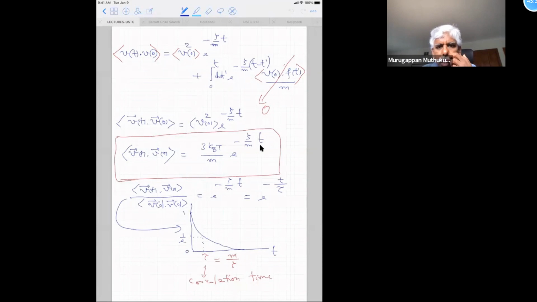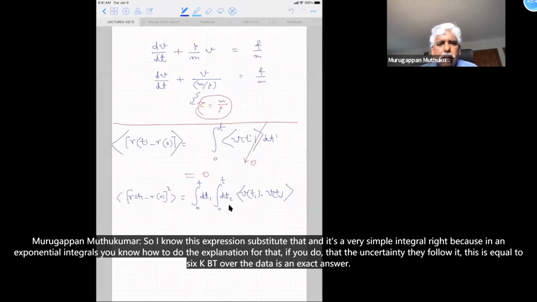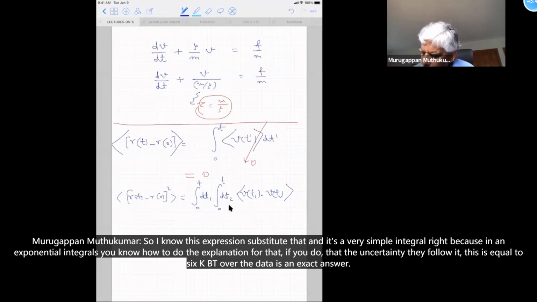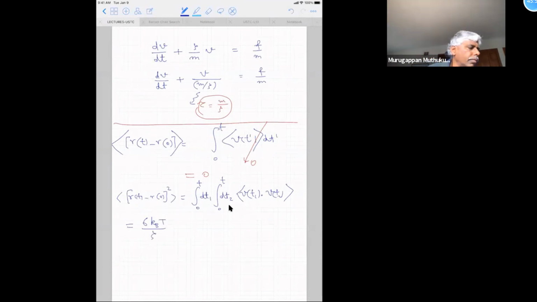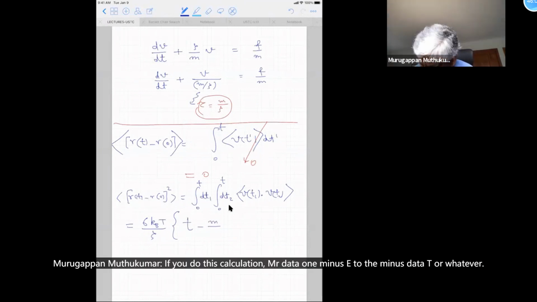right? So I know this expression, substitute that, and it's a very simple integral, because you know how to do the exponential integrals. If you do that, the answer turns out to be this: equal to 6 kBT over zeta. This is an exact answer, okay? Times t minus m over zeta, m over zeta, 1 minus e to the minus zeta t over m.